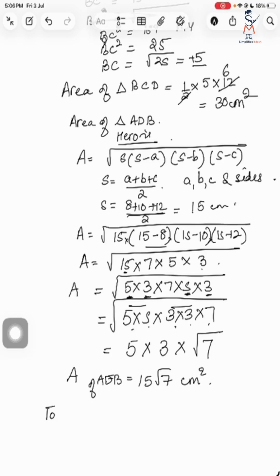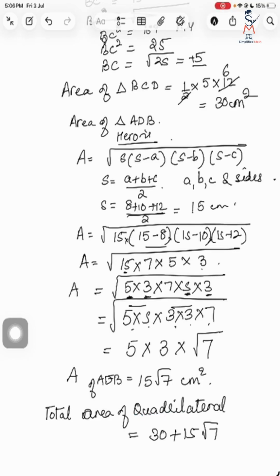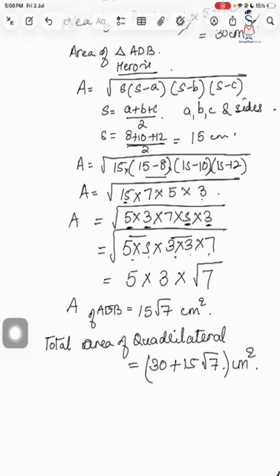So total area of the quadrilateral will become area of right angle triangle, that was 30, and area of ADB, 15 root 7. So together this much centimeter square. Now the second job is to find the perimeter. Perimeter is sum of the boundaries.